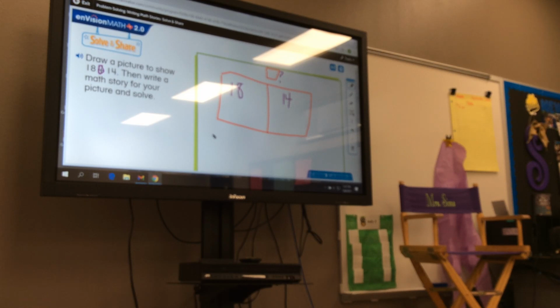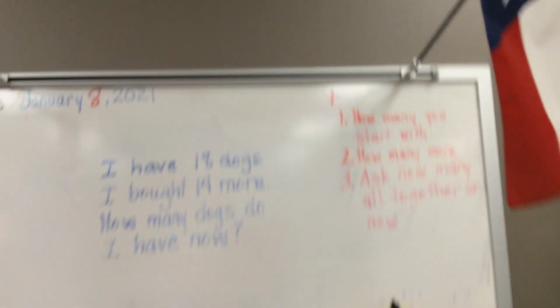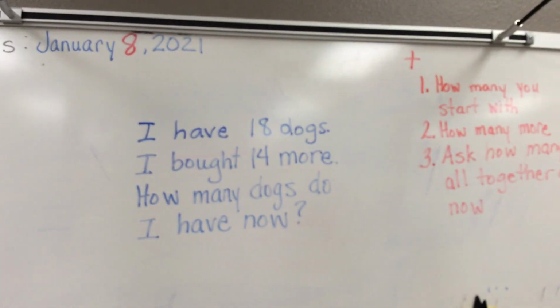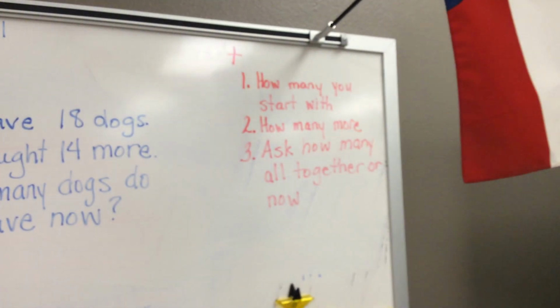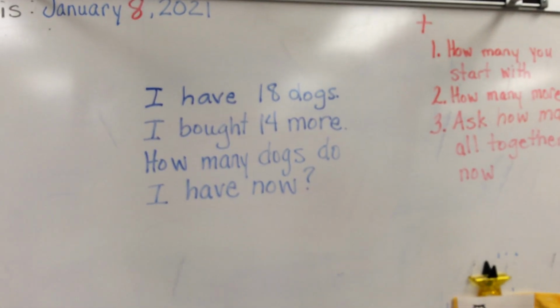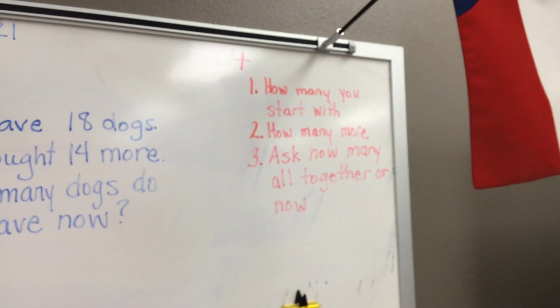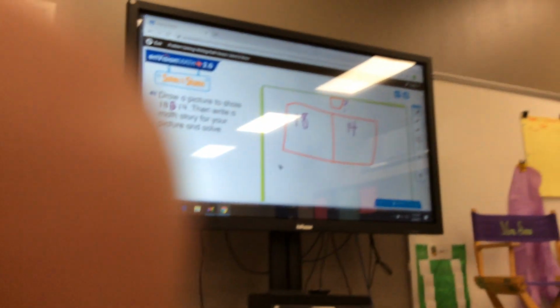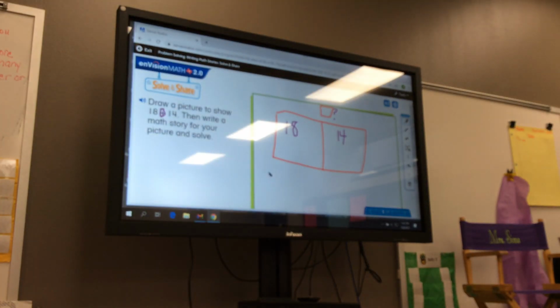So number 3 has to be a question. So how many sentences are you going to have when you write a story problem? 3. You have to have at least 3. Because when you're doing addition story problems, you must have how many you start with: I have 18 dogs. How many more? 14. I bought 14 more. Ask how many altogether, or now: how many dogs do I have now? Does that make sense? That's for addition story problems. When we get to a subtraction one, I'll show you what to do. It's just a little bit different.